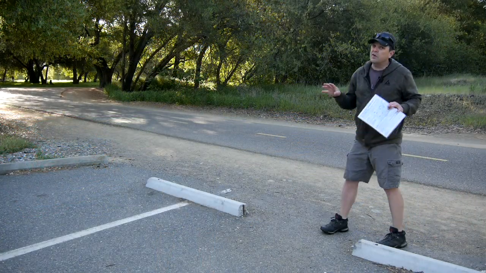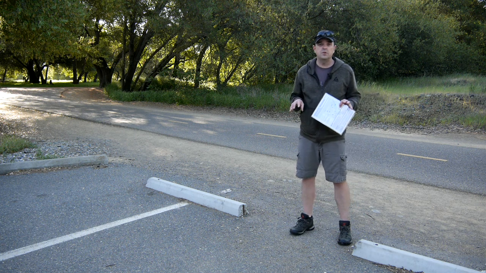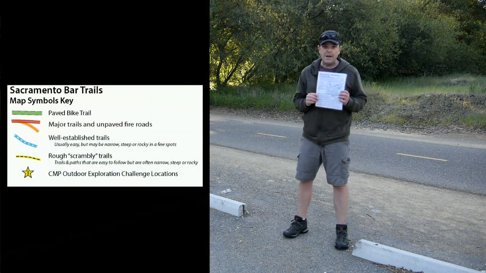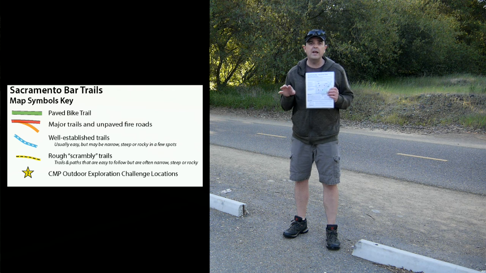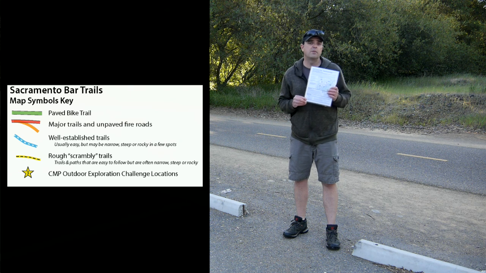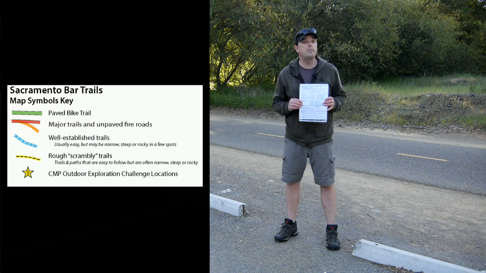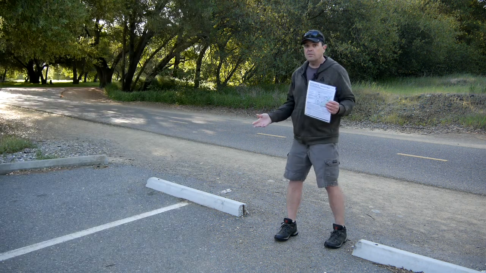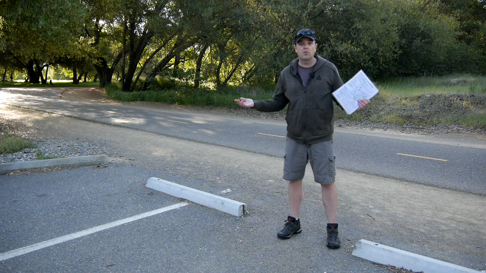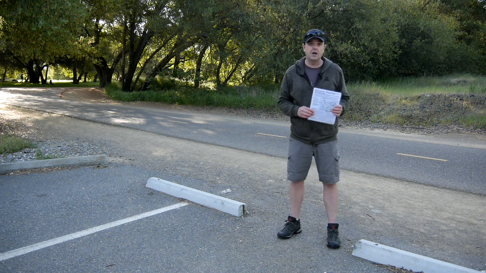I can look around for other signs to know where I am too. Your trail guide has a map symbols key on it so you know what kind of trail each color and line represents. I can see that the green line represents a paved bike trail. Well, here's a paved bike trail right in front of me, so that's helpful.